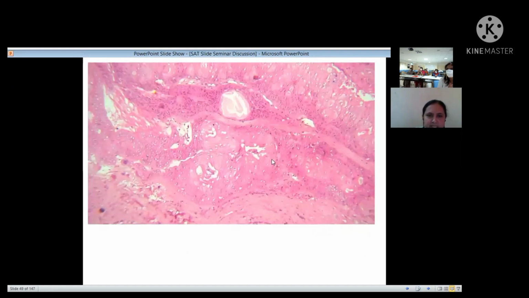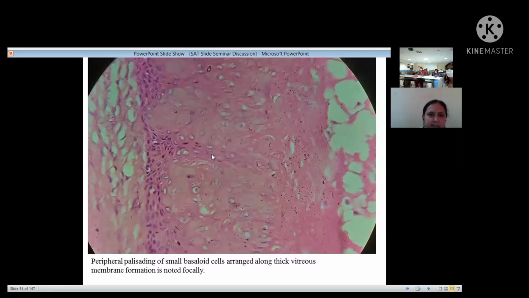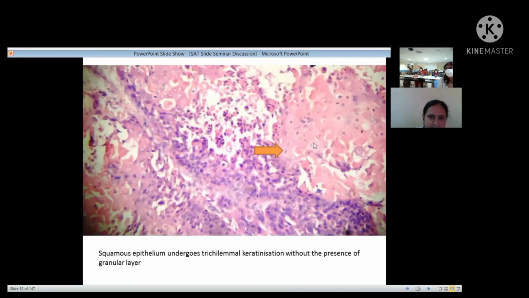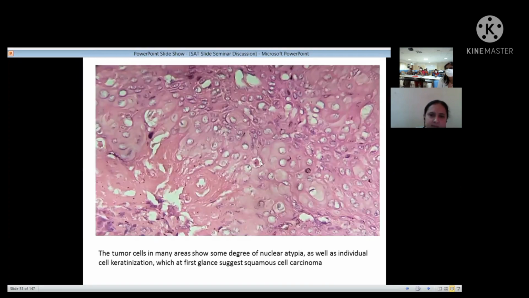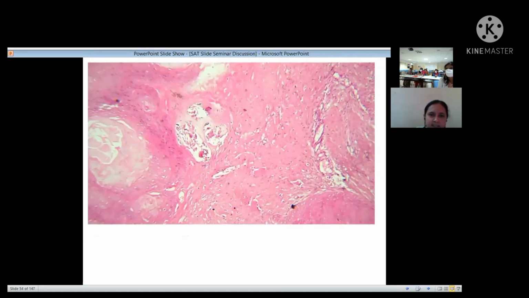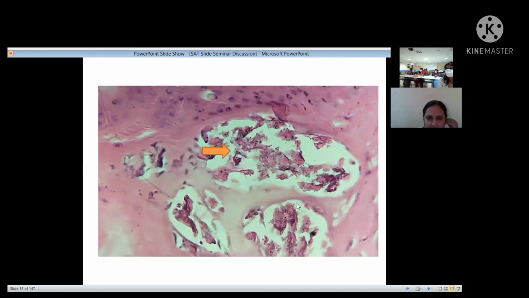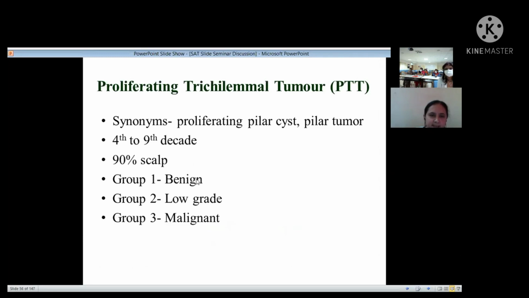These are very busy cells, these squamous cells which are proliferating in the tumor. Sometimes, if we are lucky, we may find the hyaline sheath like that we see in the outer root layer, but it is not absent here. So this is another picture of tricholemmal keratinization. Sometimes we do expect some amount of dyskeratosis and sometimes mild atypia, which at first glance may mimic squamous cell carcinoma. There is also an area of calcification in some parts of the tumor, which helps us in differentiating it from squamous cell carcinoma.